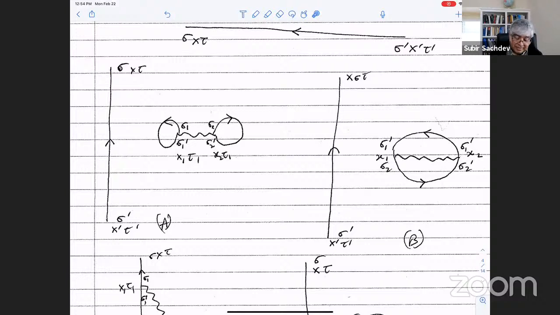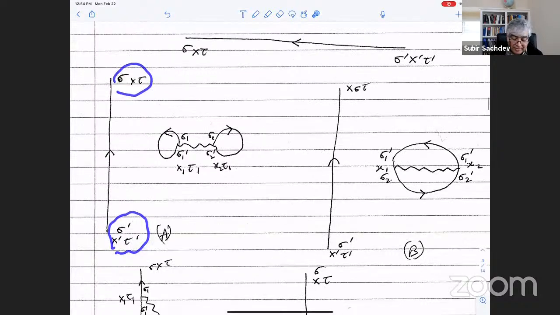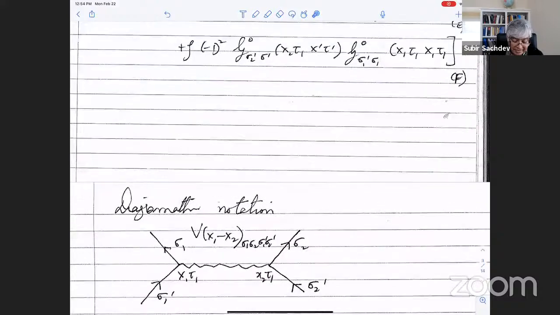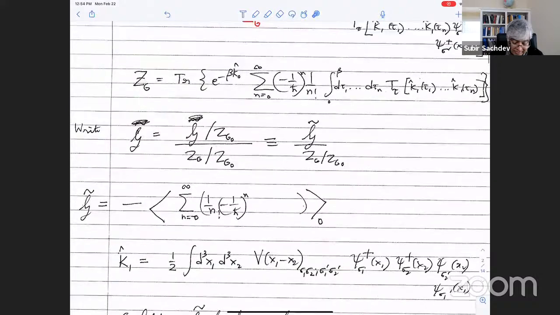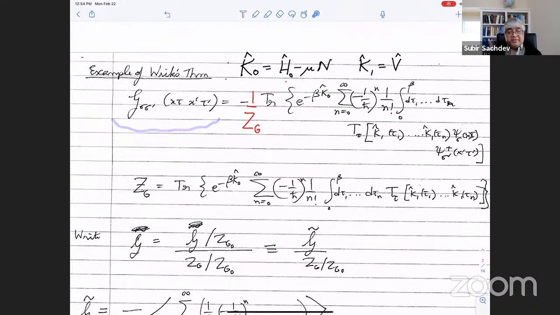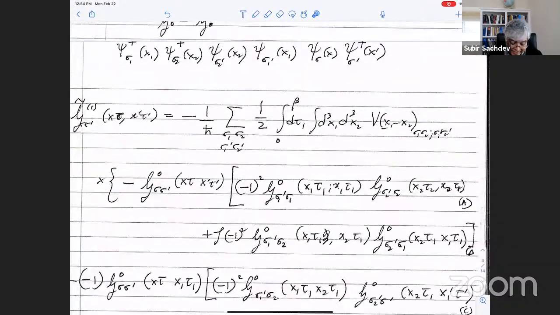Then how about the integrations? Well, the rule is if there's any space-time position that's inside the graph, not external, you integrate over it. So here x1 and tau1 and x2 and tau1 are integrated over. Same with spin indices, any spin indices that are inside you integrate over. The external indices you don't integrate over, because the external indices have to do with the thing you're computing. You're computing this Green's function. It's a function of those external indices, X tau and X prime are our external indices. Okay, so that's diagram A.